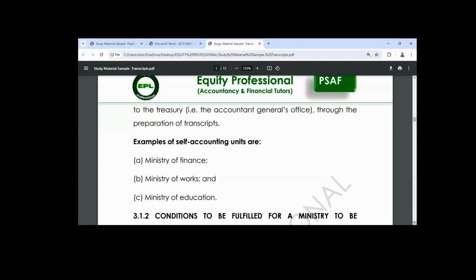So, self-accounting units are ministries or extra-ministerial departments that have full control over their accounting record. They prepare their own financial statements. At the end of the day, they will submit their financial statement and their transcript to the Office of the Accountant General.